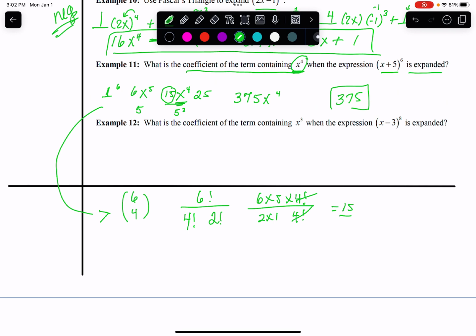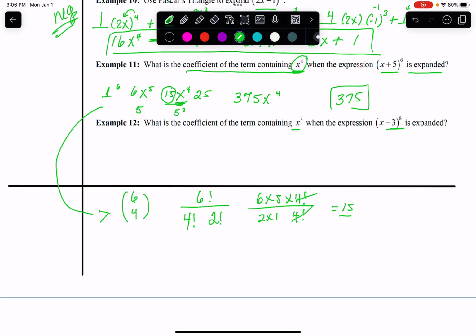Now, what's the coefficient of the cube term when you have 8? Okay, so we are going to, instead of having to write out the 8, okay, sorry, I got distracted for a second.